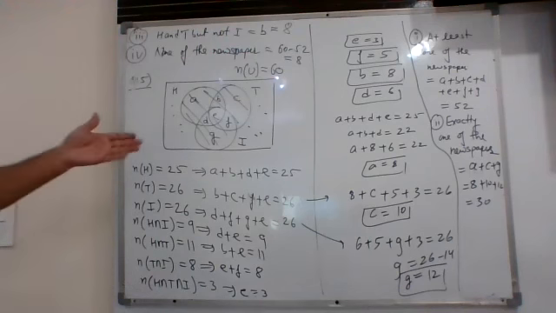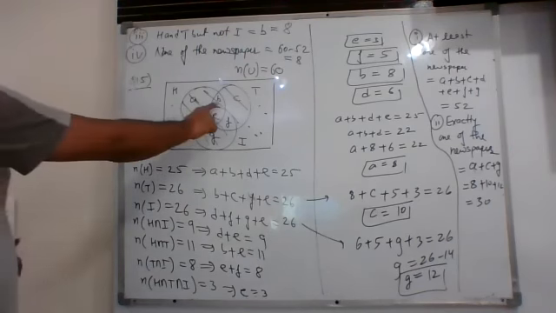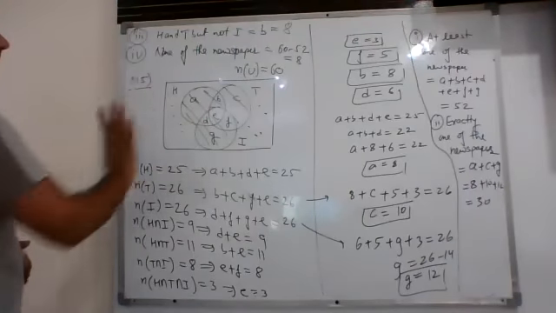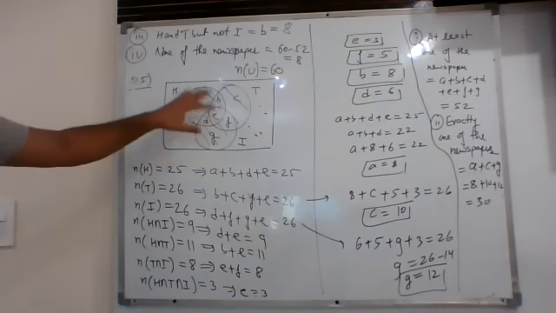Similarly, we can ask you to find the number of people who read exactly 2 newspapers. Exactly 2 means E plus D plus F. Right? These are the types of questions which we can ask you for these 3 sets.